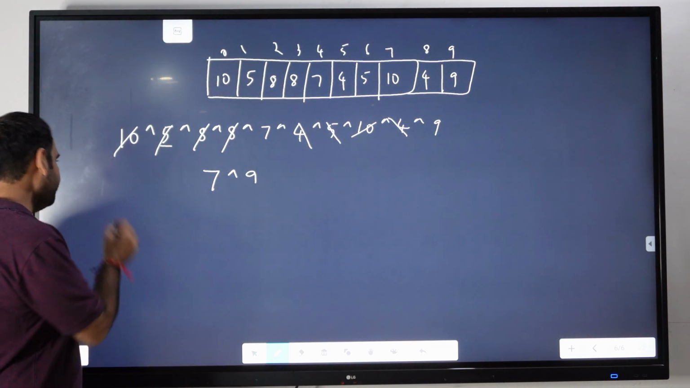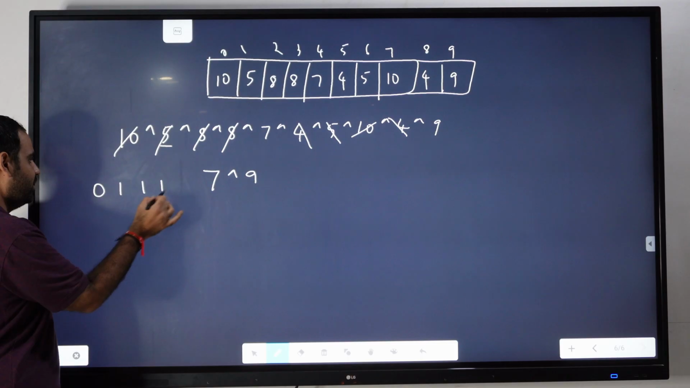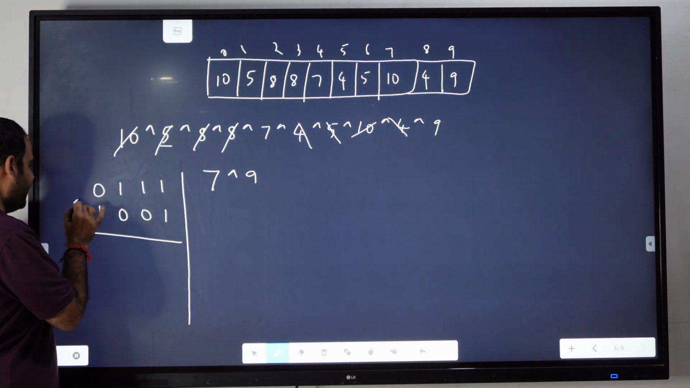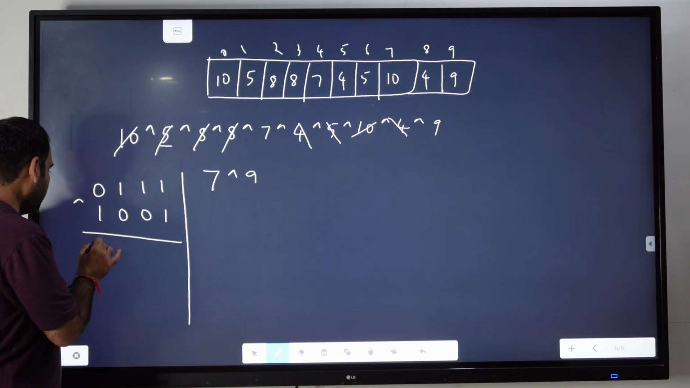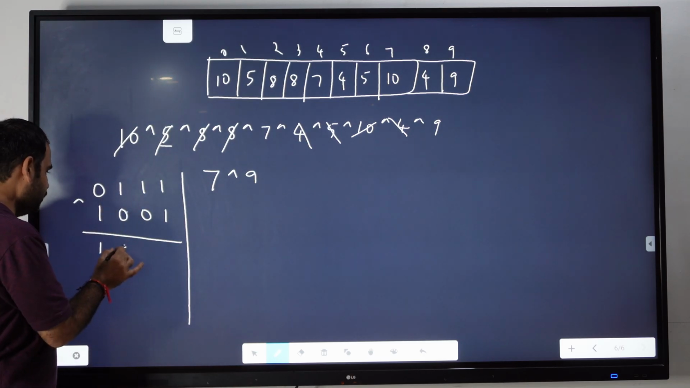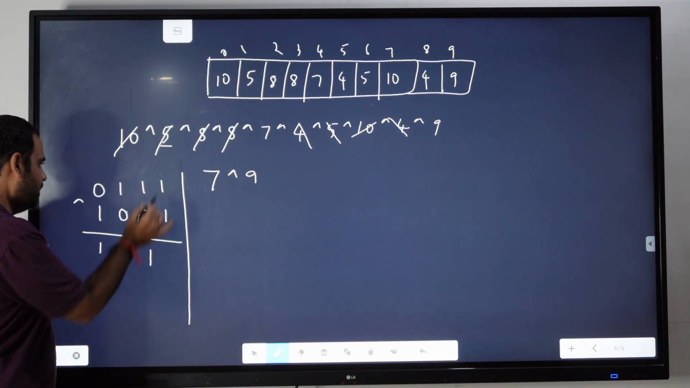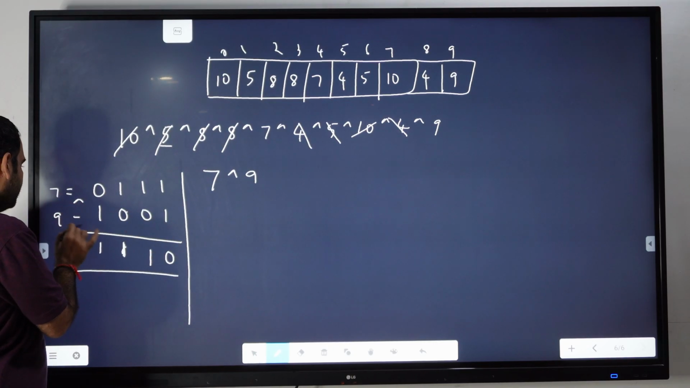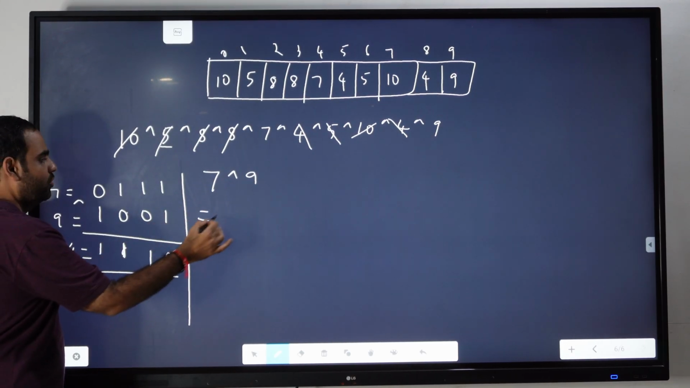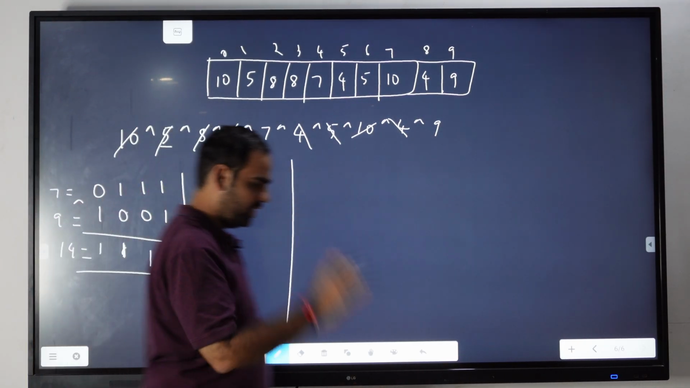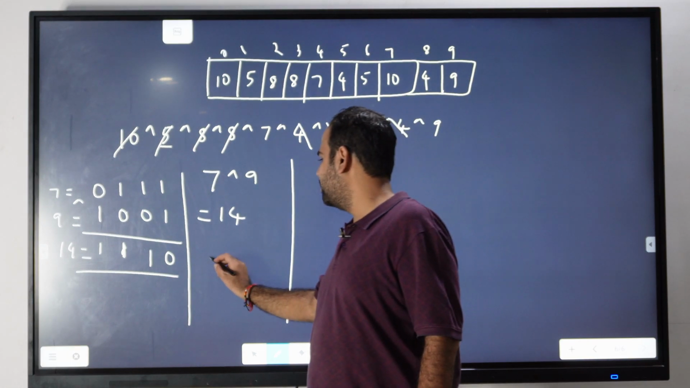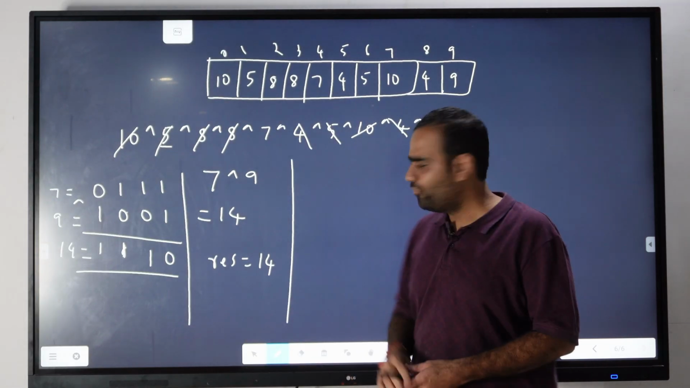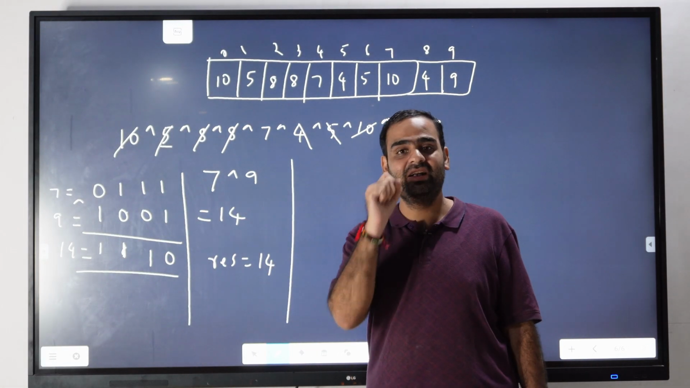Now what is 7 XOR 9? Let us write 7 in binary: 0 1 1 1, and 9 in binary: 1 0 0 1. If we take the bitwise XOR of these two, 0 XOR 1 is 1, 1 XOR 0 is 1, 1 XOR 0 is 1, and 1 XOR 1 is 0. So this is 7, this is 9, and the answer is 14. Therefore, the final answer we get is 14. Let us say result is equal to 14. Now from this 14 we need to extract 7 and 9.